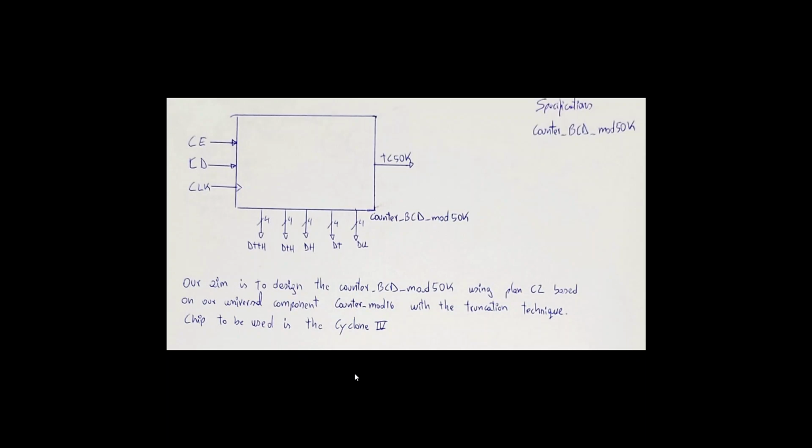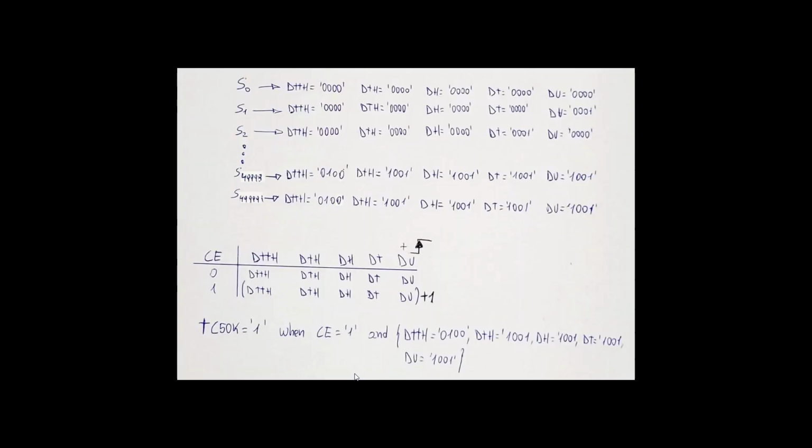We're going to use our universal component, the counter mod 16. As we will see later, we will use the truncation technique, and the chip we are going to use is the Cyclone 4. As you can see here, we have different states, and all these states are coded in binary. So it starts with all the outputs at 0 until our last number, which would be 49,999.